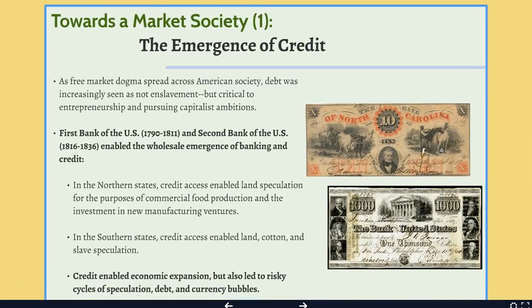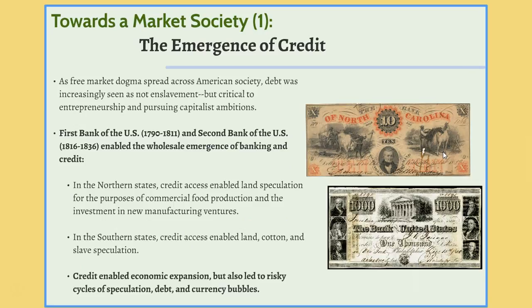As we see, guys, by the early 1800s, the full spread of American capitalism is also changing the very nature of economic behavior in the United States. One of the clearest examples of how people's economic behavior and how they do business is changing was the full-blown emergence of credit in American society.